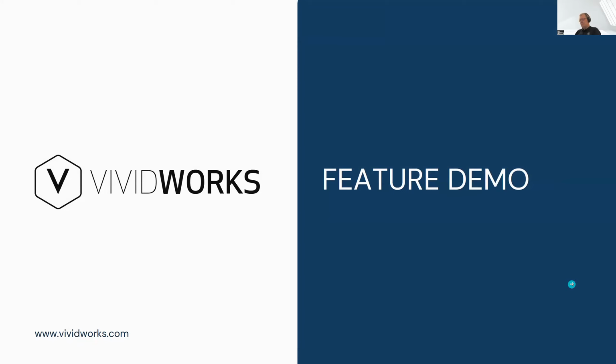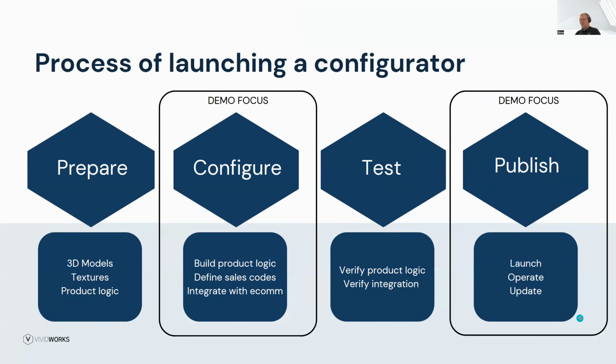demo. So what I'm going to go through in the feature demo is to explain our system in its capabilities. And in order for me to do that, I just want to highlight that I'll touch two of the most important parts of the process of launching a configurator. And those two parts are the configure stage and the publish stage. But there's a couple of things that need to be done as well that we don't demonstrate today.